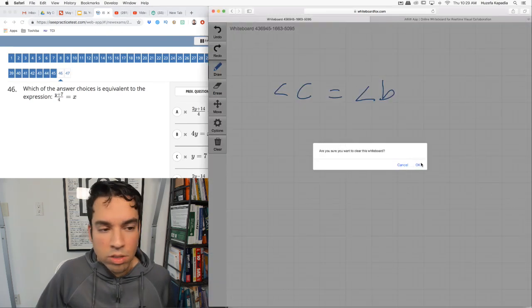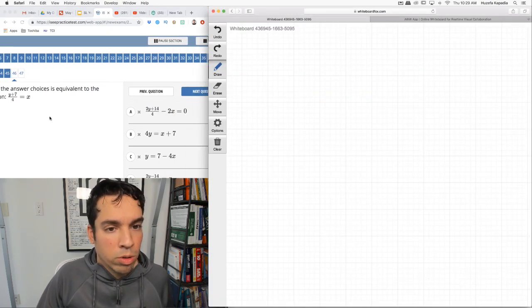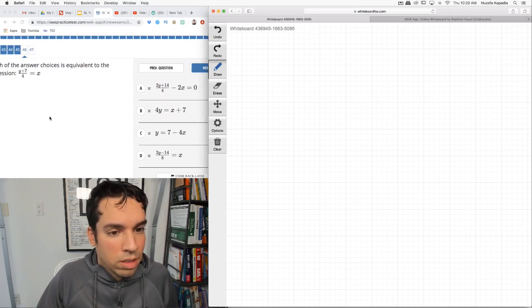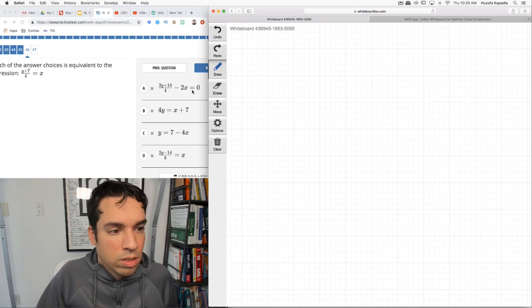Solve for X, or no, sorry, can't solve for X, 2 variables. Which of the following is equivalent? 3 minutes left. So let's see how we can eliminate some of these.